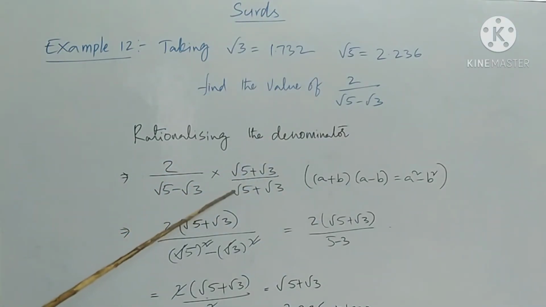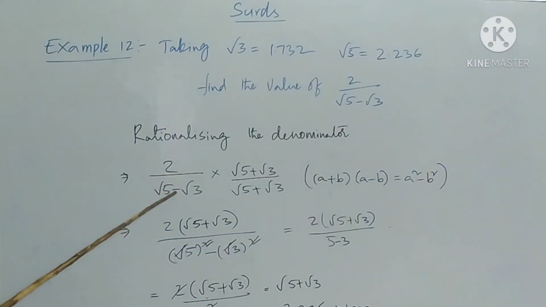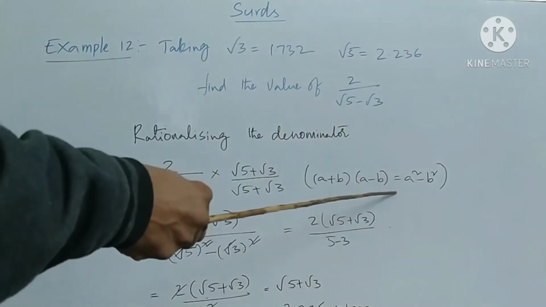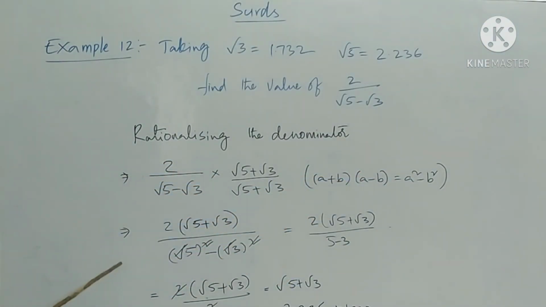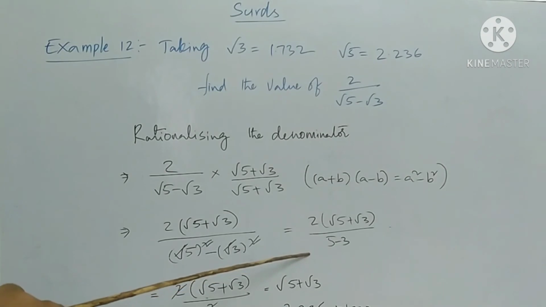So here the denominator is of the form a plus b into a minus b, and the result is a square minus b square. So here root 5 minus root 3, root 5 plus root 3, is of the form a plus b into a minus b, and the result is a square minus b square. So that is equal to numerator 2 into (root 5 plus root 3) by, here a square is root 5 square minus b square is root 3 square. Here the square root cancels, the square root cancels. So that is equal to 2 into (root 5 plus root 3) by 5 minus 3.